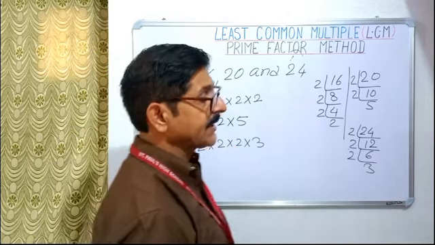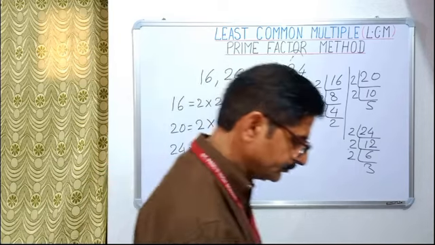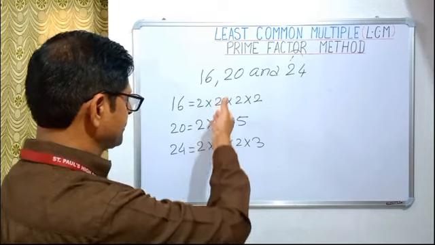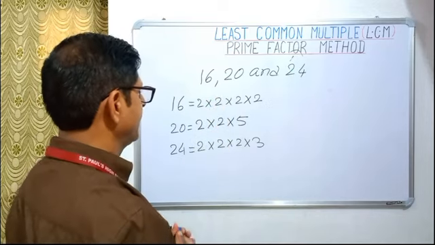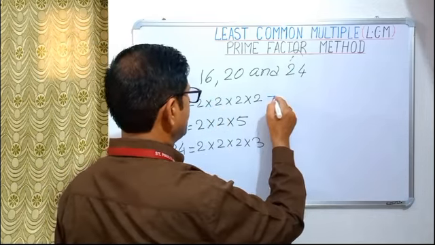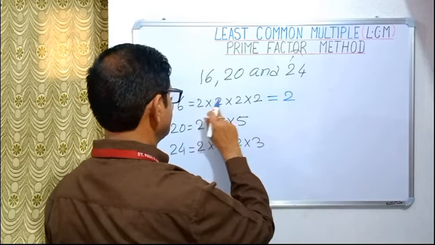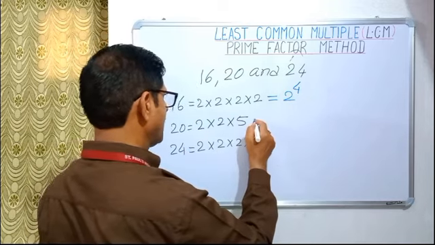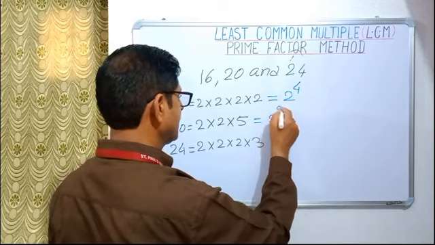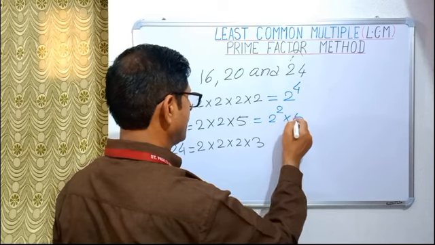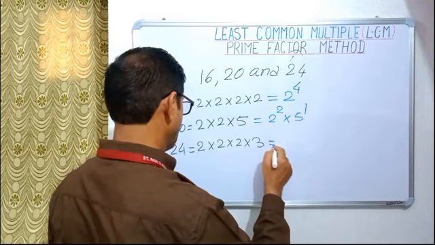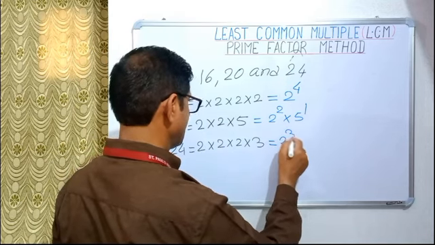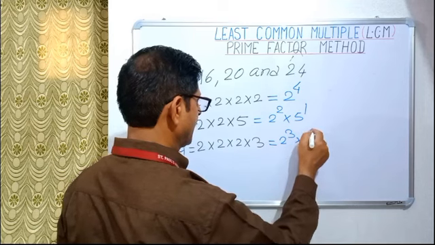Yes. Now our second step is to write how many times these factors 2, 3 and 5 appear here. In this line, 2 appears 1, 2, 3, 4, 4 times. Here we have 2 two times and 5 only 1 time. In this line we have 2 three times and 3 only 1 time.